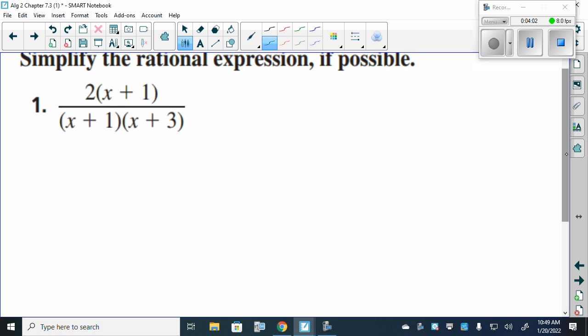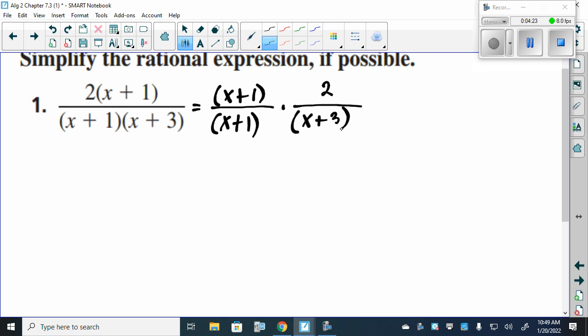All right, let's look at this one here. Is there anything in common on top and bottom? X plus 1. So what we can do is think of this as x plus 1 over x plus 1 times 2 over x plus 3. Because when we multiply fractions, we multiply straight across.